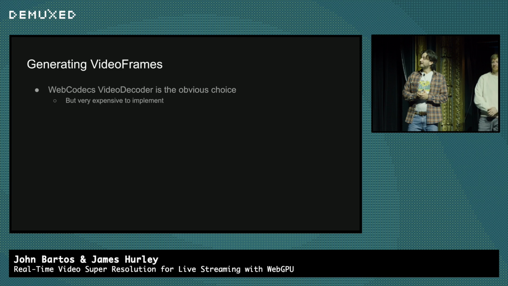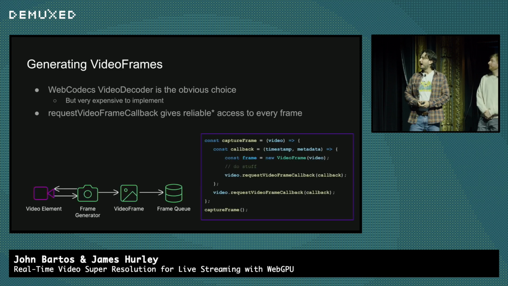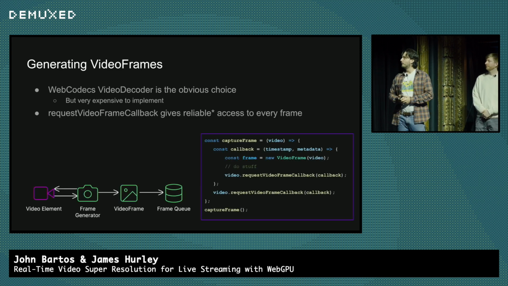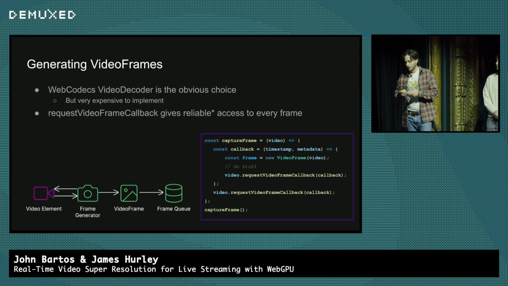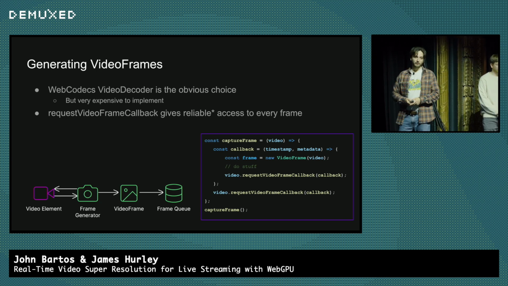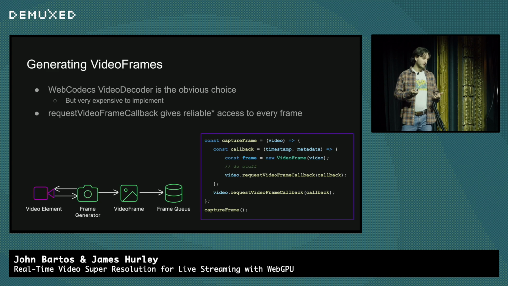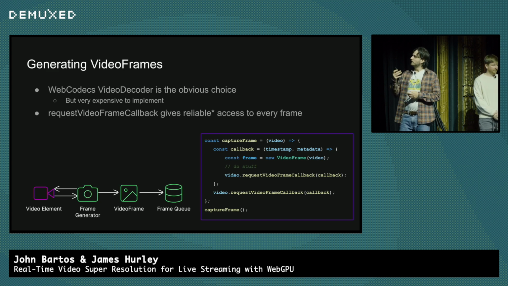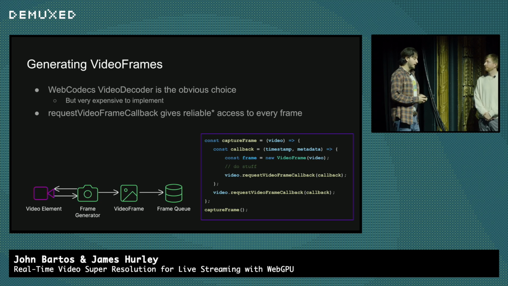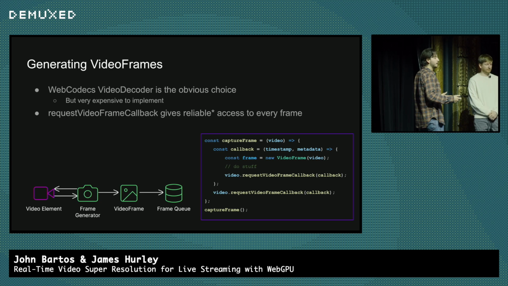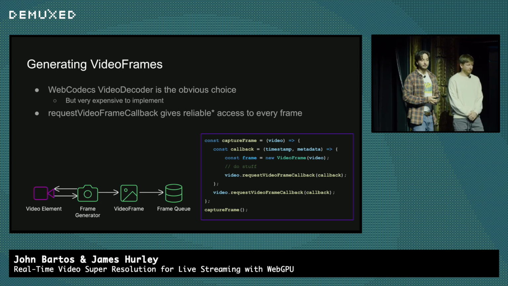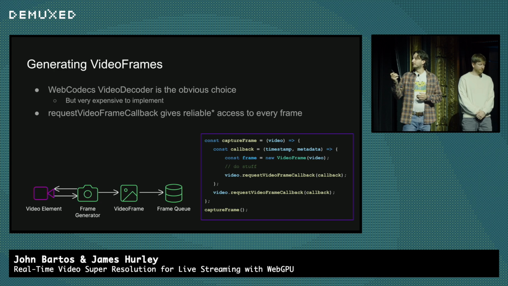So we needed something that works with what we have, and requestVideoFrameCallback does exactly that. RVFC is an API on the video element that allows us to register a callback that fires when the next video frame is composited. And if we continuously register this callback at the source frame rate of the video, then we get access to every single video frame. Almost.